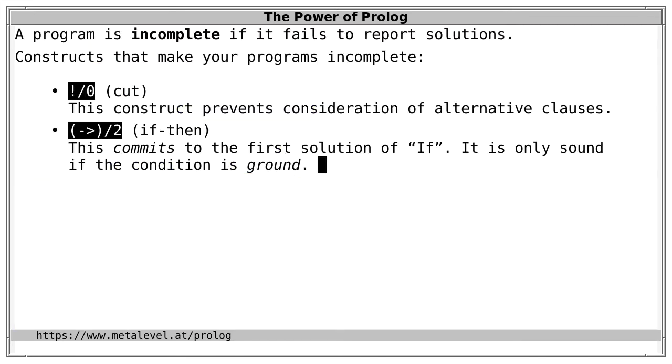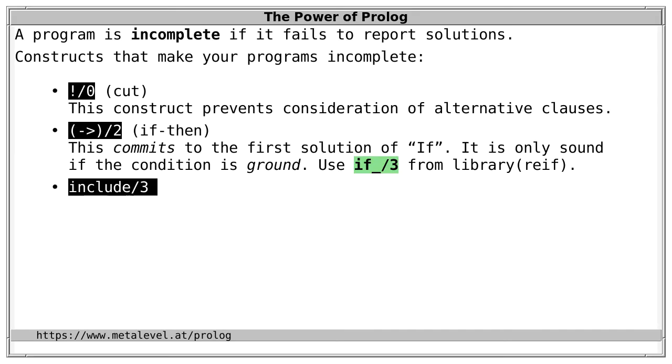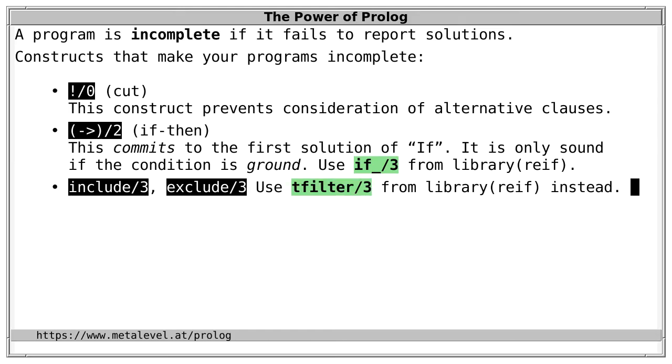So if-then is another example that violates this. And as a declarative replacement for if-then, we can use if_ from library reif, and for meta predicates such as the mentioned include and also exclude, which are often defined in terms of if-then and therefore also incomplete, we can use the mentioned tfilter.